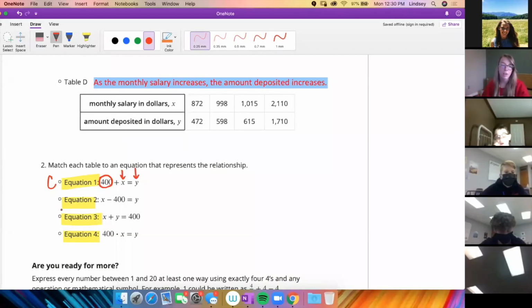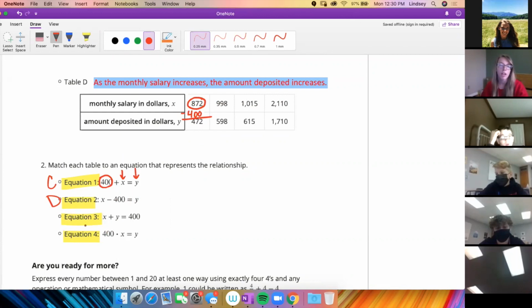All right, so we have equation 2. Someone unmute themselves and tell me what equation 2 would match with. D. D is correct. Let's check. It says that we're taking our x value, which in this case are all of these top numbers, and we're subtracting 400. Is 872 minus 400 472? Yes. Okay, so that one works.